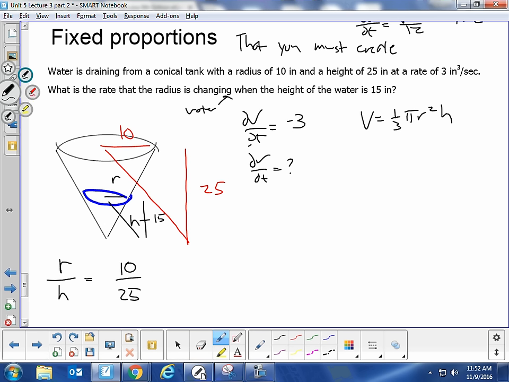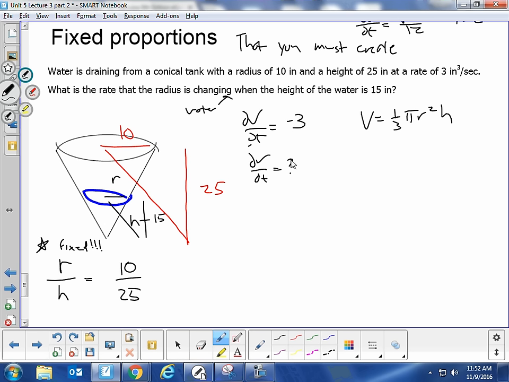Now, I'm trying to find dr/dt. This is what we will call our fixed relationship. It's not just a value. It's like that whole sand pile: height 3 times the size of your diameter or something like that. You know, we aren't told that. We have to create that.